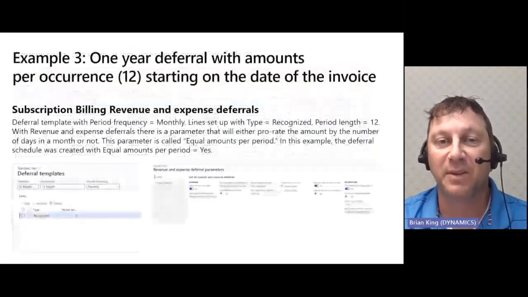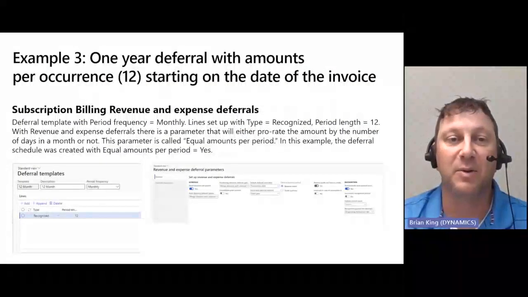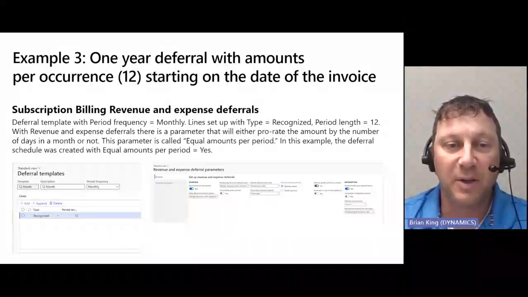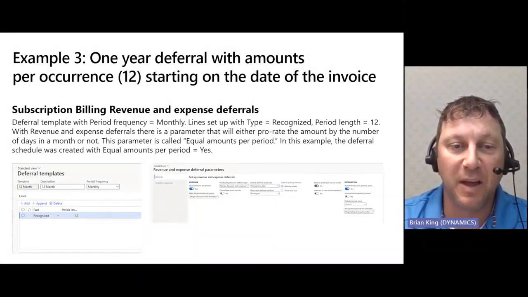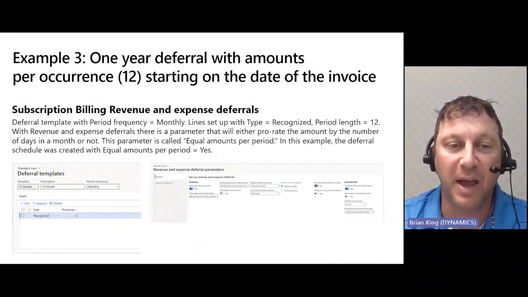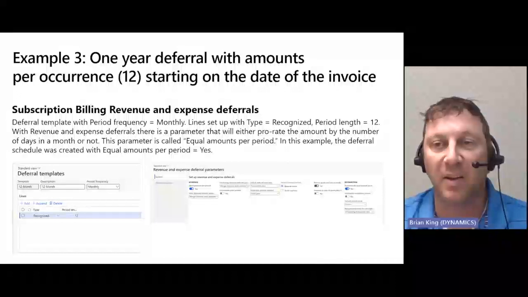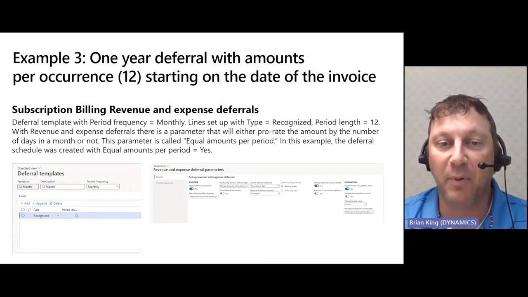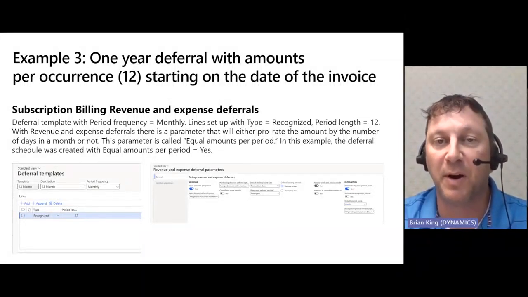To set up the same scenario in subscription billing, in the revenue and expense deferrals module, the difference here is we'd use a period frequency of monthly in our deferral template. Then you'll see in our lines we have a type of recognized and a length of 12, so that would be 12 equal periods there. And that's based on that parameter that Milda talked about as well, equal amounts per period.